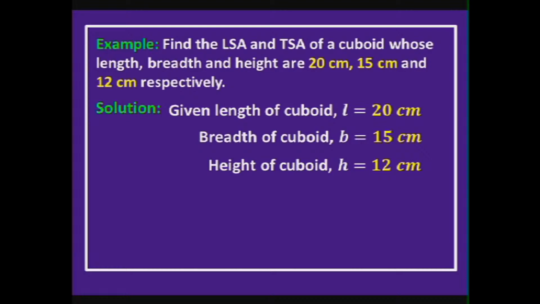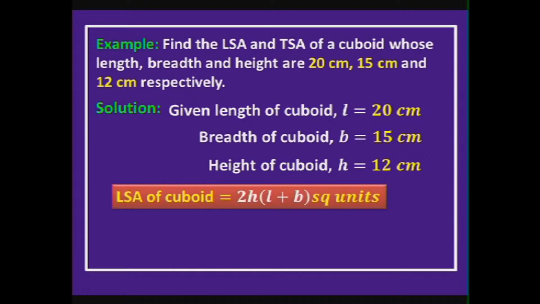Yes, height h is equal to 12 centimeters. Now, here we have to find LSA as well as TSA. So, recall the formula of LSA of cuboid, children. Yes, it is 2h into (L plus B) square units. Now, let us substitute the values of L, B and H in this formula.